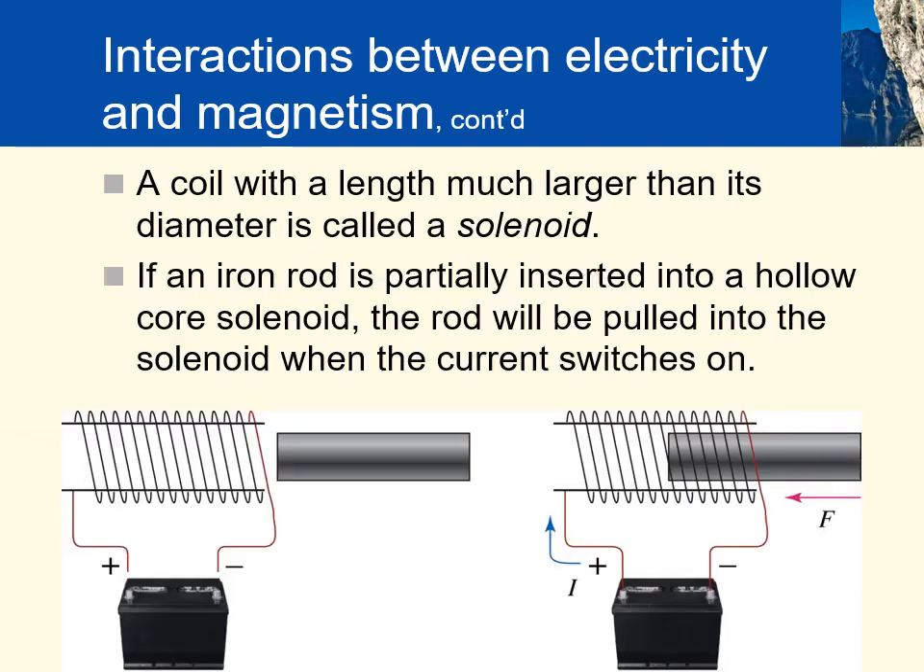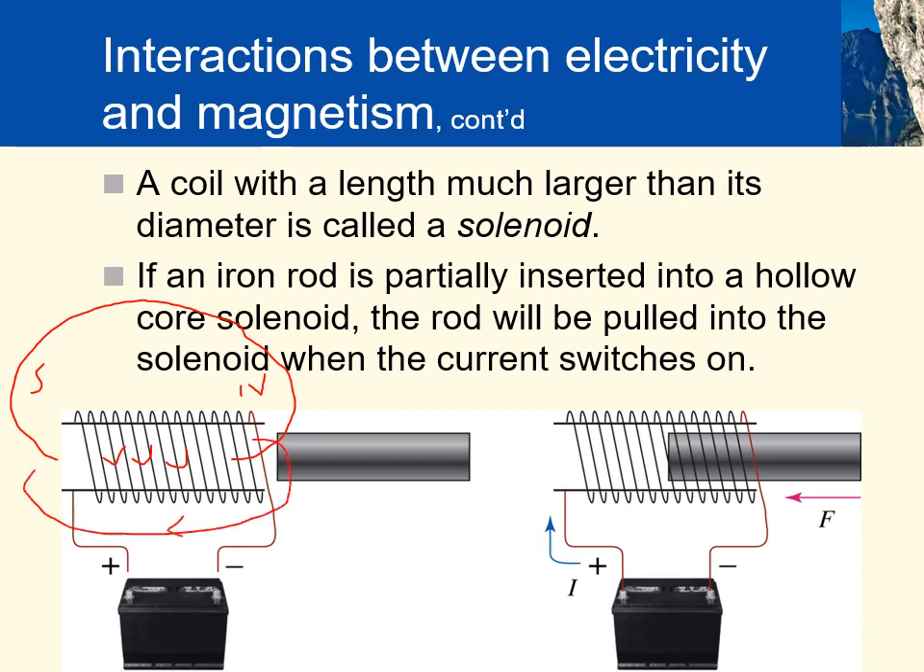Now we will talk about a different type of coil called a solenoid, which is a coil with a length much larger than its diameter. So what happens when we bring this iron rod to this circuit? Once the current passes through the circuit, the current will pass through this coil, so it will produce a magnetic field. This is the north pole and this is the south pole. So we have the shape of the magnetic field from north to south.